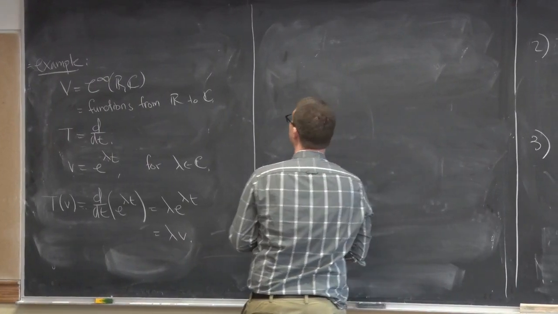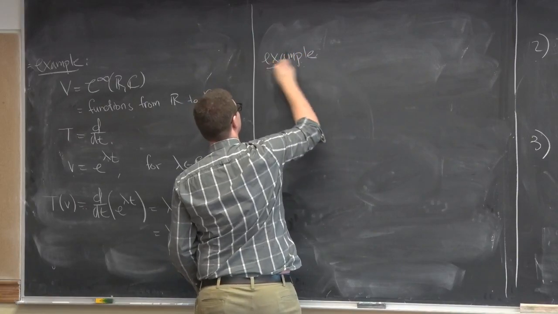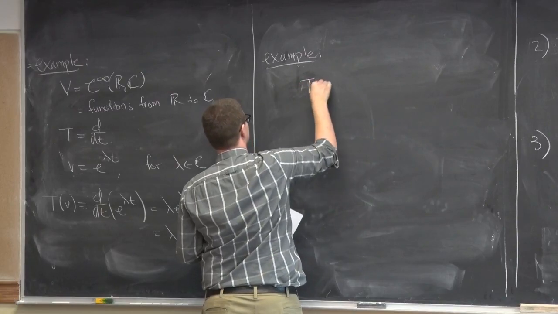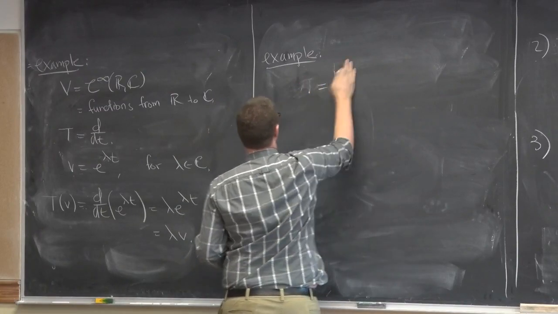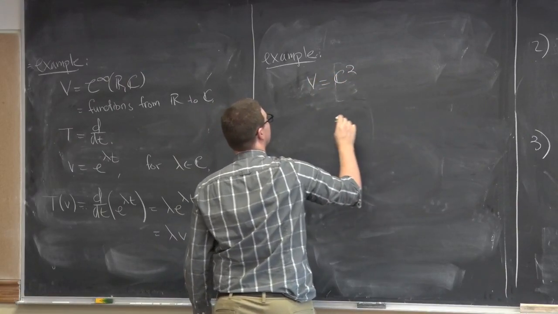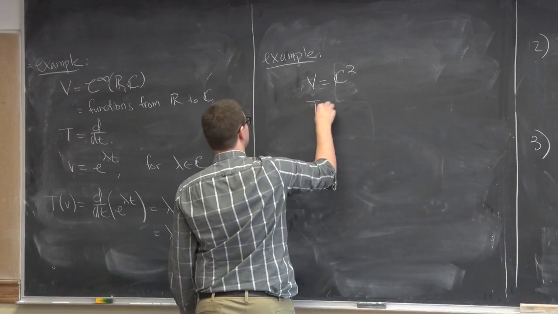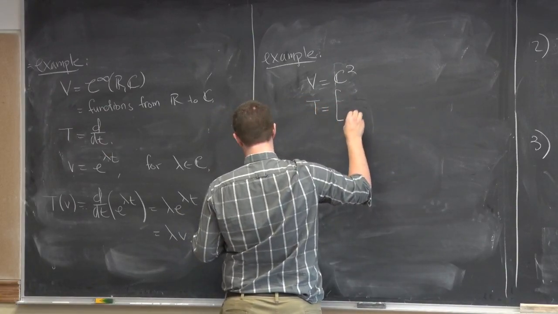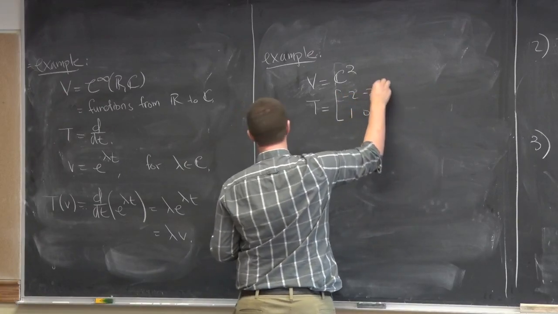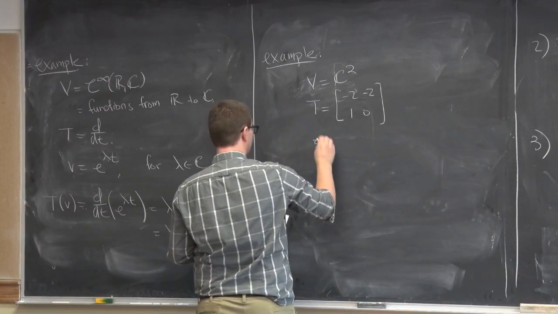Okay, so let's do an example. Let's say T is this matrix, and let's say what V is. Let V be C^2, so these will have column vectors in it. T will be this matrix: minus 2, 1, 0.